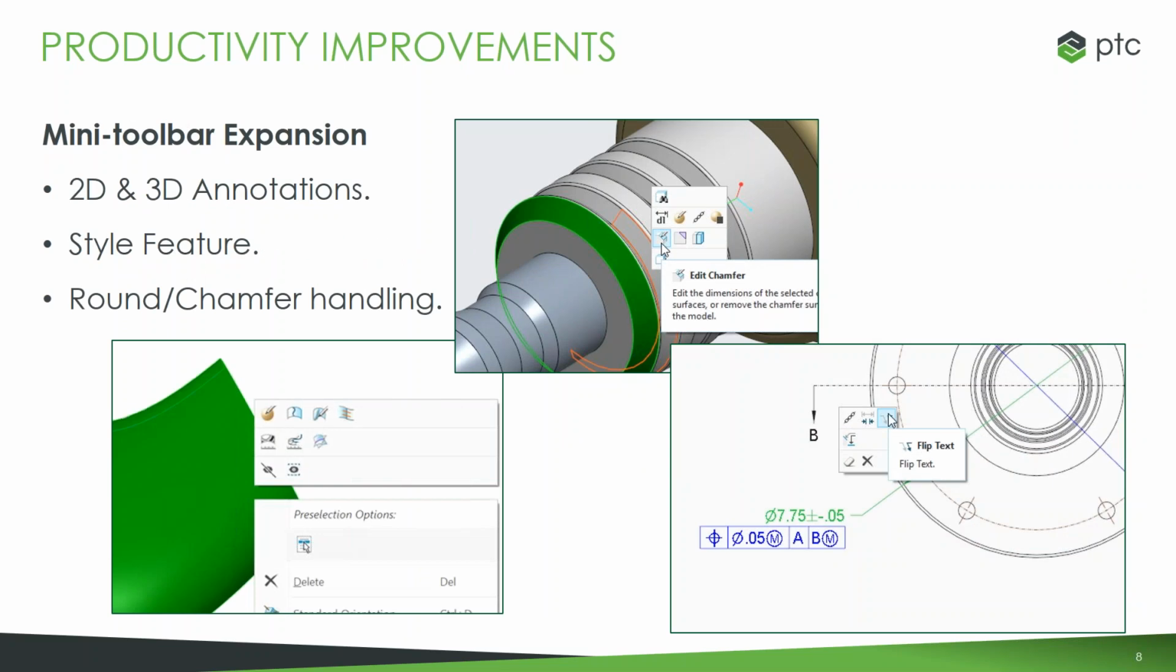There's also been some productivity improvements to the mini toolbar. So we've just had some expansions with that so that you can do some 2D and 3D annotations, be able to handle your rounds and chamfers, just some things that before you would have had to go up to the main toolbar to work with. Now you can work with them from the mini toolbar, so it's a little bit faster and easier to do.